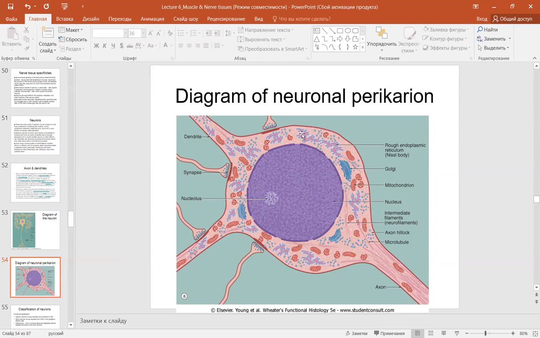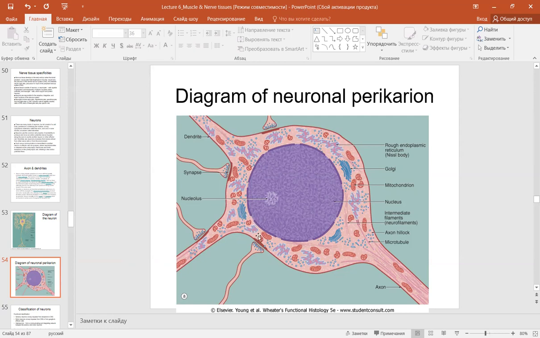Mitochondria are actively supporting the machinery of the neuron with energy in the form of ATP. Microtubules and microfilaments serve for the transportation of the synaptic vesicles and synthesized material to the periphery of the axons and dendrites. Here you have synaptic junction, here you have synaptic junction.